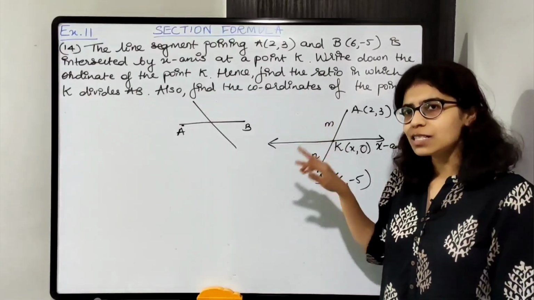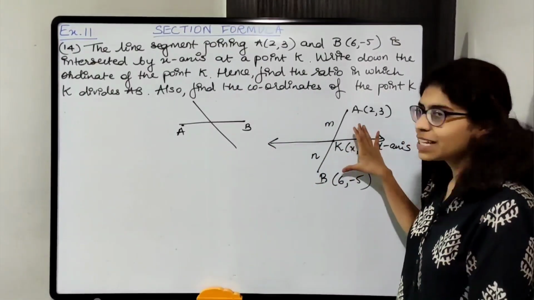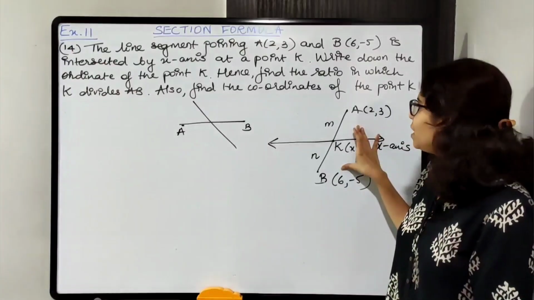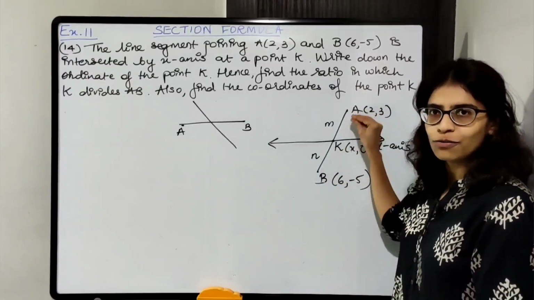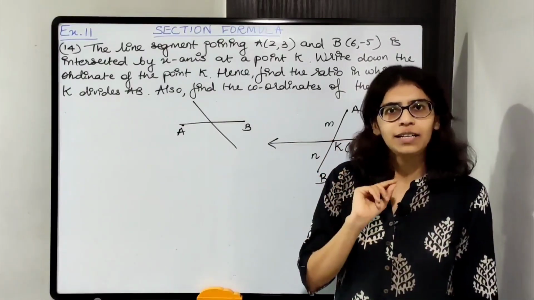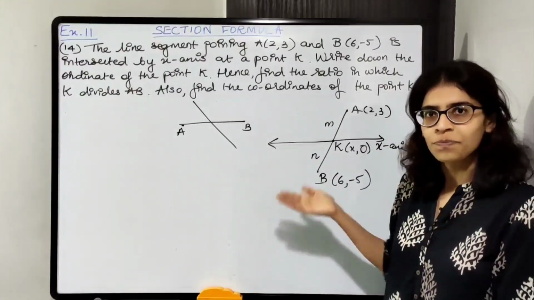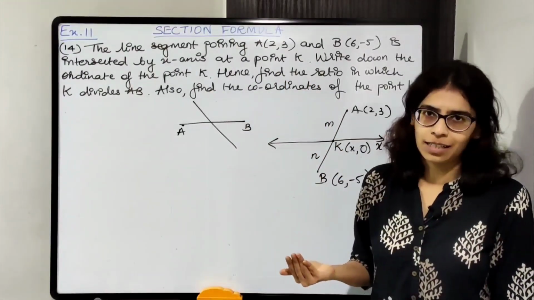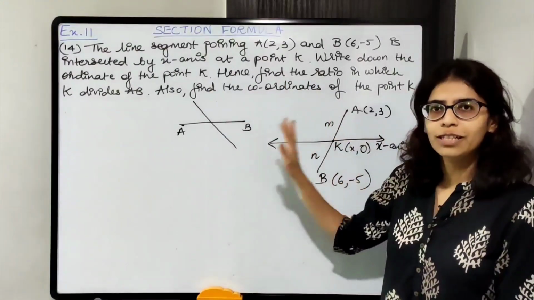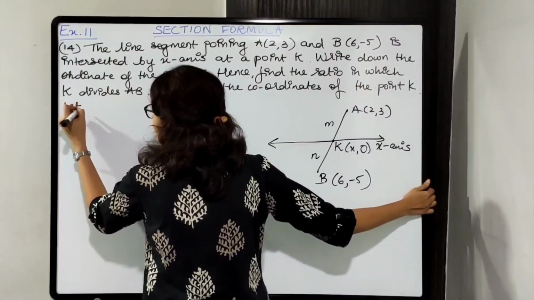Okay, so it is similar to the previous question that we had solved. So using the section formula, we'll write down the coordinates of K, equate the x coordinate and equate the y coordinate. So I am not going to show how to solve. Okay, we'll directly start the solution here. So we'll write down the given first and then we'll start with the solution.